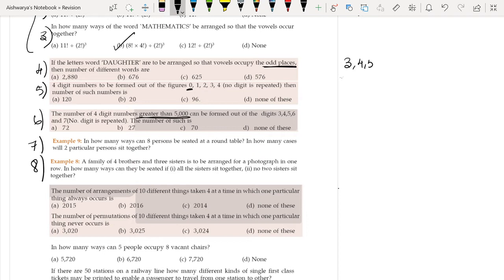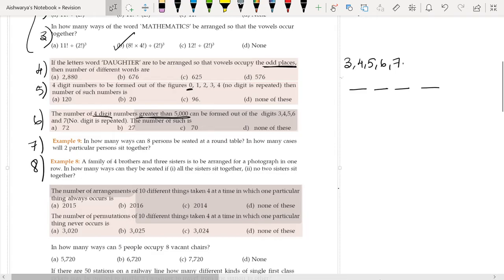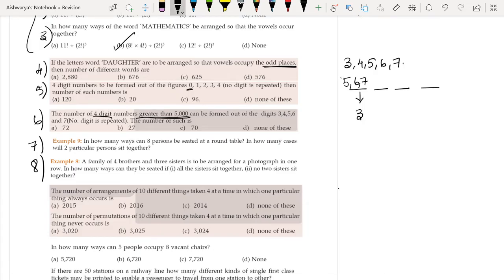Okay, we have 3, 4, 5, 6 and 7. And you're going to form numbers greater than 5000. Only 4-digit numbers. So 4-digit numbers means 4 dashes. Greater than 5000 means first letter can be either 5 or 6 or 7. Any of the 3 letters. So there are 3 options here. Coming to the second dash, 1, 2, 3, 4, 5. Out of 5, 1 is gone here. Balance 4 left. So here balance 3 left, here balance 2 left. So what you have is 24 into 3 which is 72.